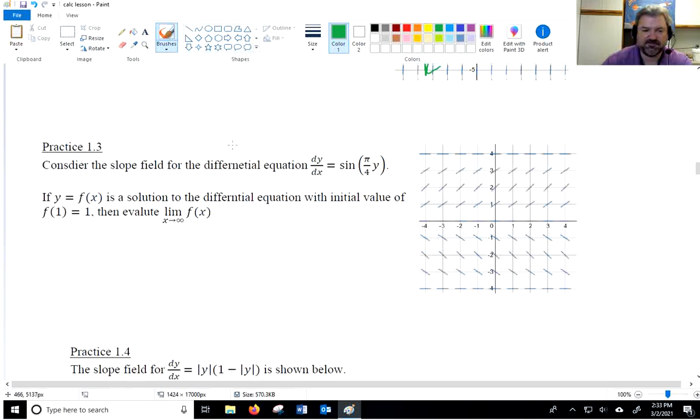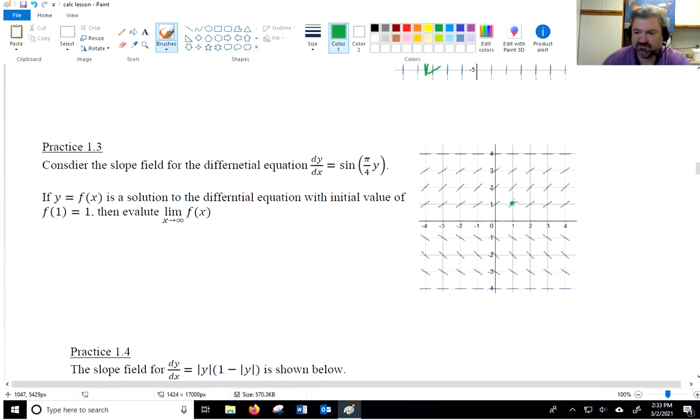All right, let's take a look at this problem. Consider the slope field for the differential equation dy dx is equal to sine of pi over 4 y. If y equals f of x is a solution to the differential equation with an initial value of f of 1 equals 1, then evaluate the limit as x approaches infinity of f of x. All right, so we've been given a differential equation, and we've been given a slope field. And we were told that the curve y equals f of x is a solution to the differential equation with an initial value of f of 1 equals 1, meaning when x equals 1, y equals 1.